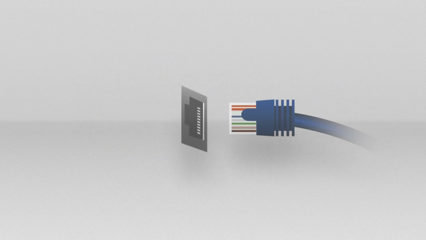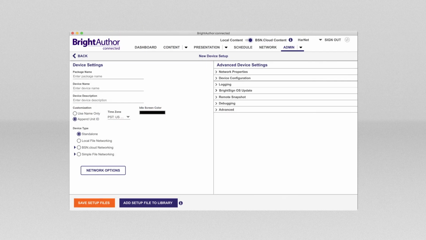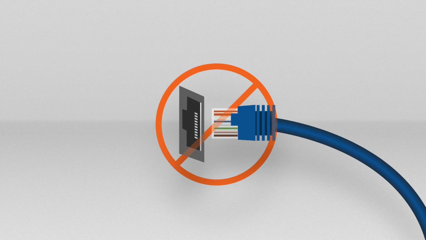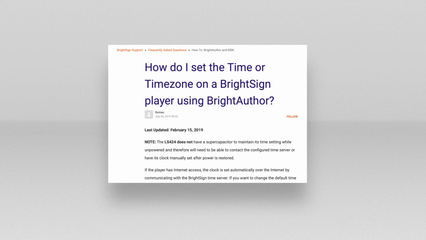In BrightAuthor Connected, you can add the date and time within a clock zone. If the player is connected to the internet, the date and time will be set automatically based on the player's time zone. This can be adjusted during player setup. If it's not connected to the internet, you can refer to our documentation on how to set the clock manually.